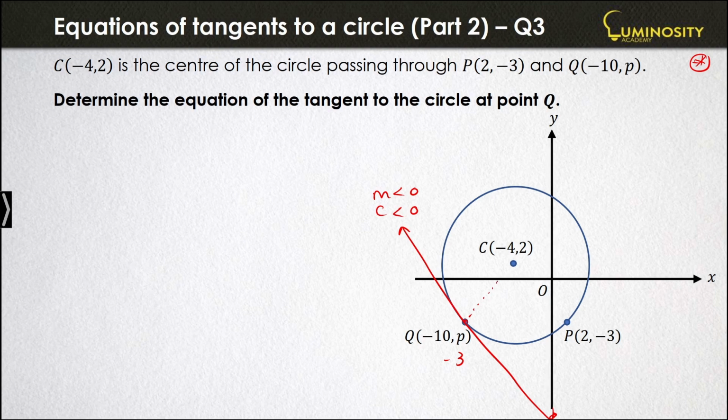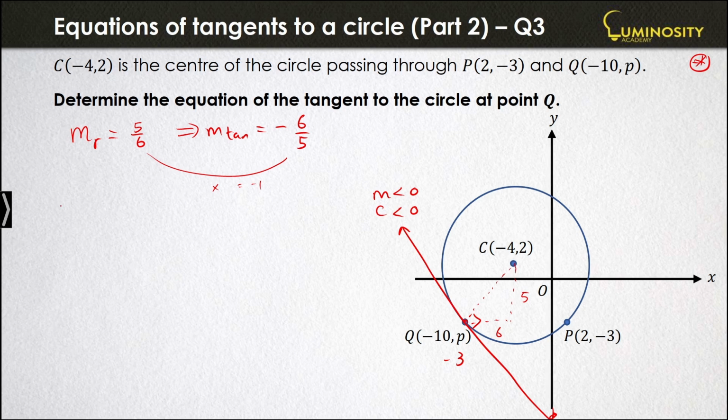First of all, let's get the gradient of the radius, which again we can work out here. It's going to be a positive gradient, and it goes 6 across and 5 up. So the gradient of the radius is 5/6. Therefore, the gradient of the tangent line is the negative reciprocal, so -6/5, because when you multiply these two together, you get -1.